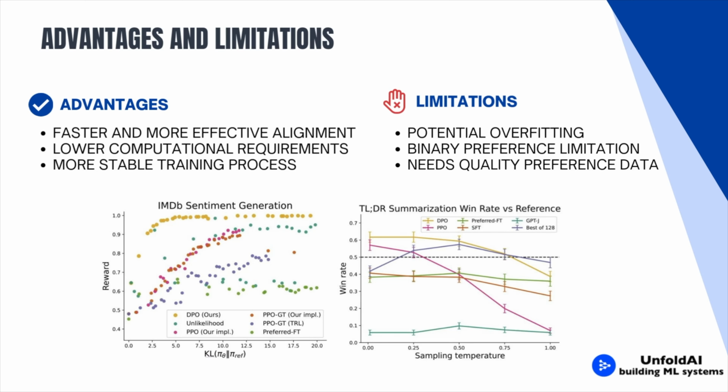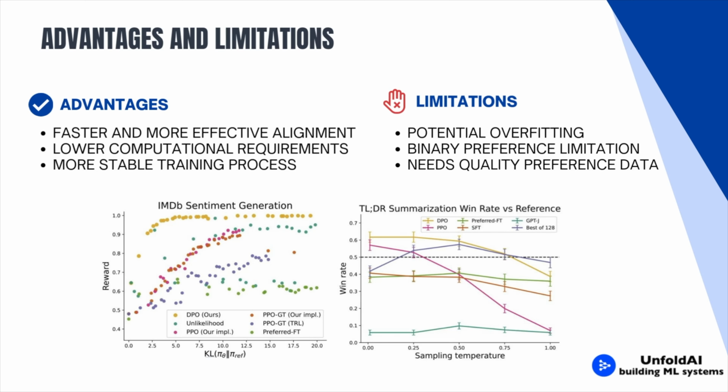Looking at the left graph showing IMDb sentiment generation results, we see DPO, which is the yellow line, compared against PPO and other approaches. The x-axis here shows KL divergence, which measures how much the model has changed from its original behavior, while the y-axis shows reward or task performance. DPO consistently achieves higher rewards while staying closer to the original model's behavior. The right graph demonstrates summarization performance, measuring win rates against human-written preferences.